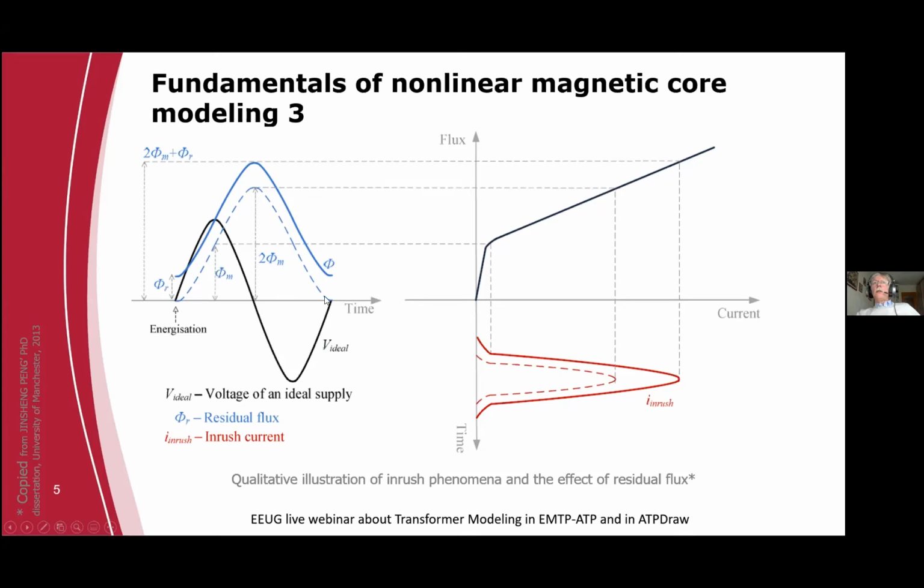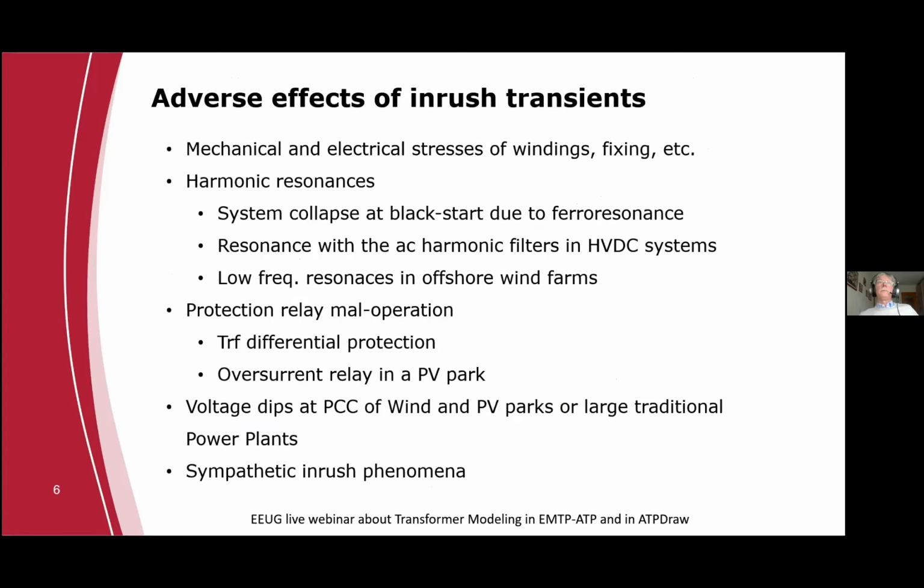If we take the dotted line, the amplitude of the inrush current can be quite moderate. But if we consider the residual flux, the peak of the inrush current could be even higher. It depends on the polarity and the amplitude of that residual flux. So that's why considering remanent magnetism, or residual flux, is important.